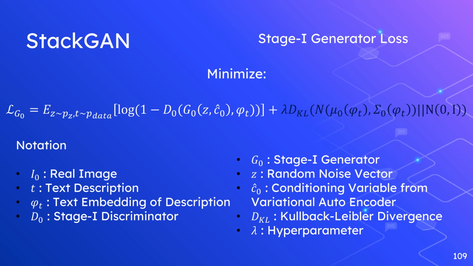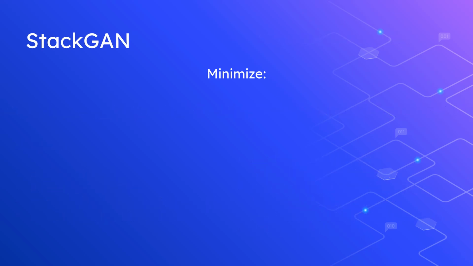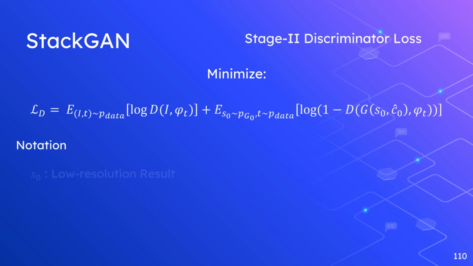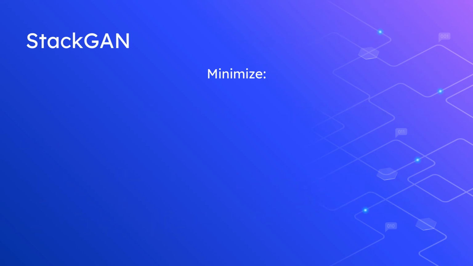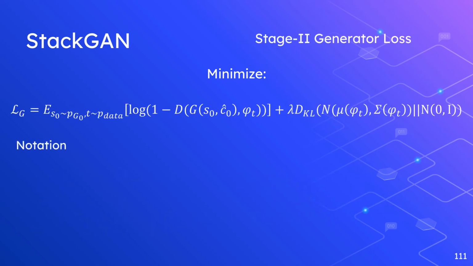The second stage losses are pretty much the same, but instead of using the low resolution images for the discriminator, we use the full resolution images. And now the generator takes the output of the first stage GAN as its input, rather than the random variables. This applies to the stage 2 generator loss as well.